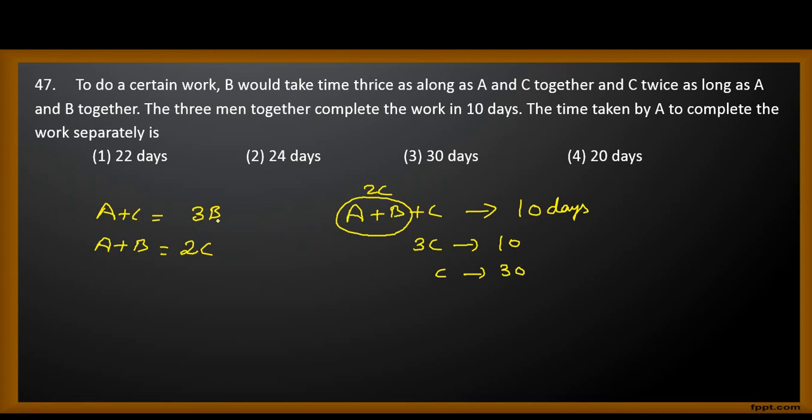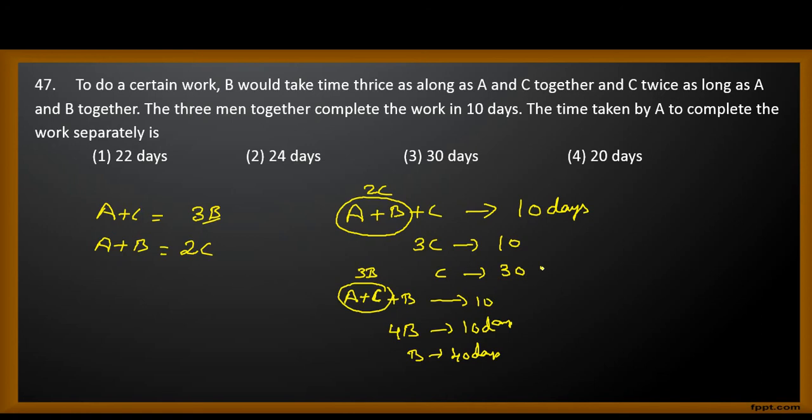A and C is equal to 3B. Let us take another case. A, B, C can be written as A, C, B taking 10 days. But what is A plus C equal to? 3 times the efficiency of B. So 3B plus B, 4B. It means 4 times the efficiency of B is taking 10 days. Then 1B will take how many days? 40 days.